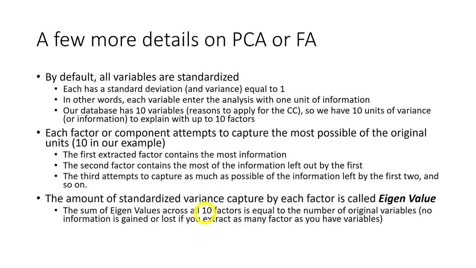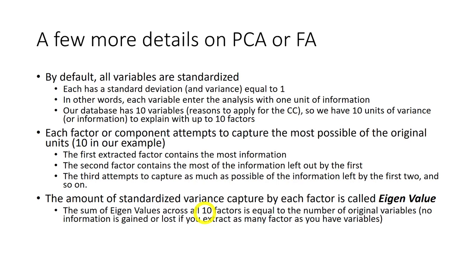Each factor or component tends to capture the most possible of the original units. In other words, the first factor is going to capture as much information as possible on the original data, as much of the 10 units of variance in our particular example. Then the second factor is going to explain whatever is left over. Because the first one tried to explain the most, you should expect that the second factor is going to explain less because there's less to be explained, and so on and so forth.